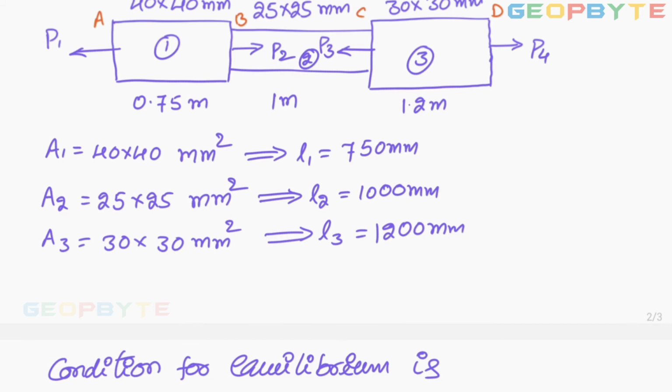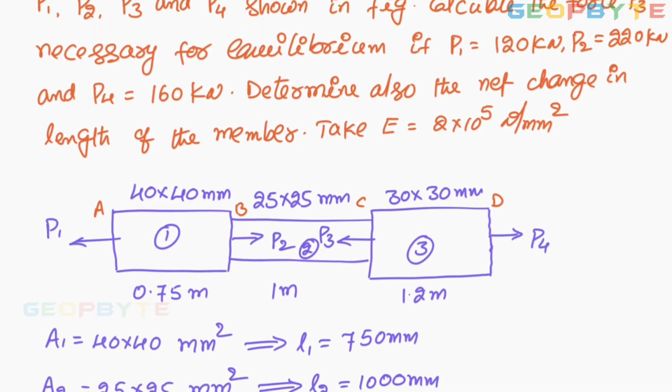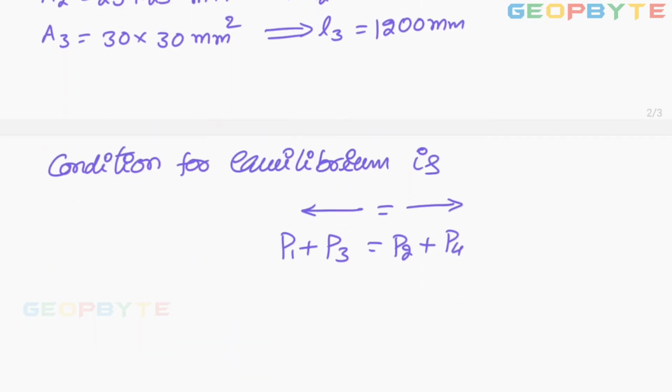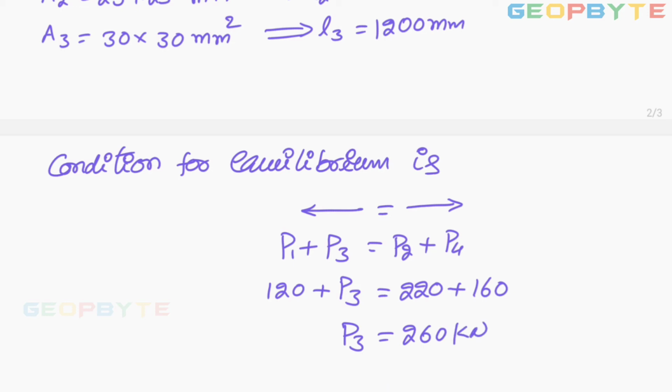P1 is given. Let us look at P1: P1 is 120, P2 is 220, P4 is 160. P3 you are asked to find. P3 equals P2 plus P4, that is 220 plus 160, and from this the P3 value is 260 kilonewtons. Simplify this value. That is the P3 value.